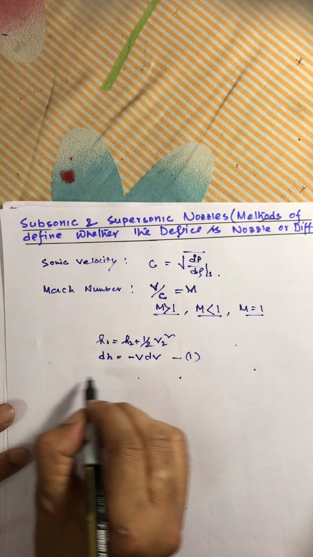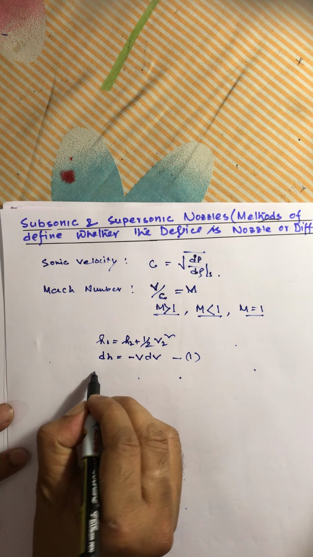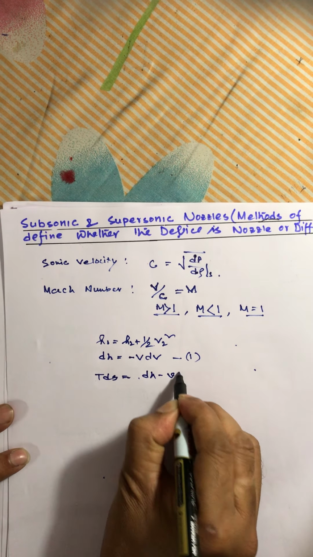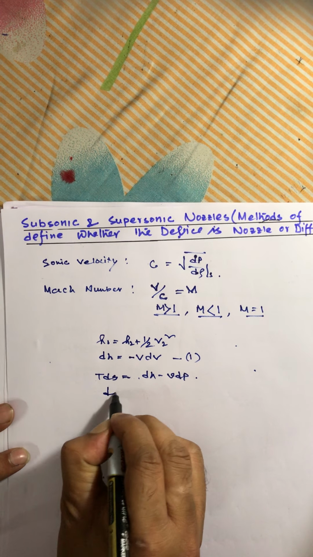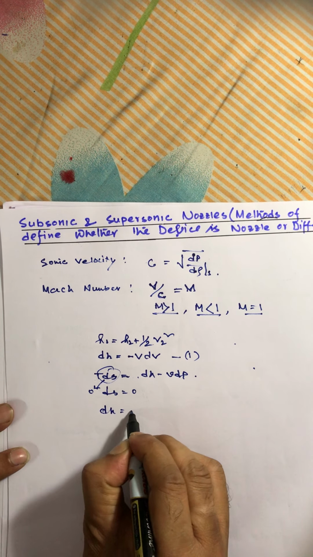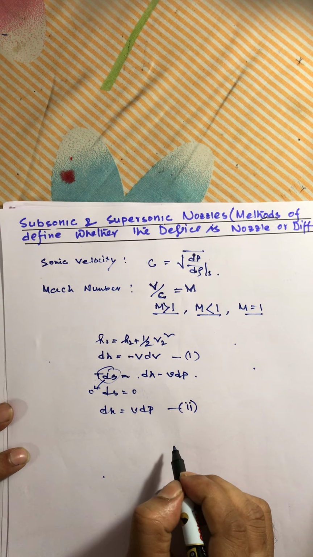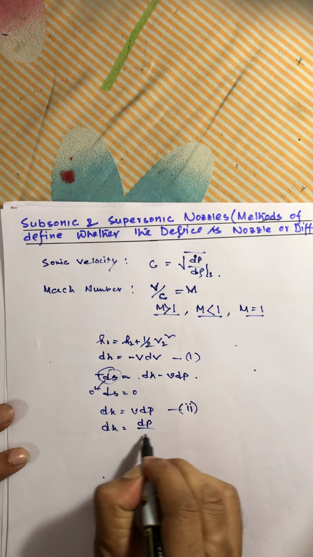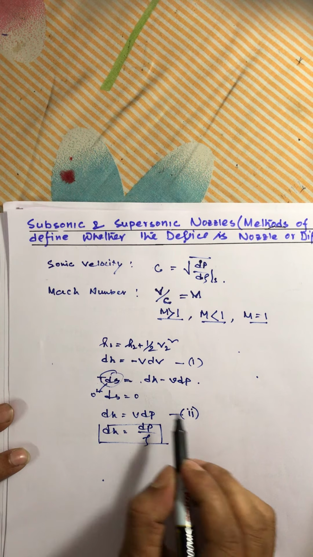And from the property relation, we can write TdS is equal to dH minus V dP. Is that clear? Since this is an adiabatic process, dS is equal to 0, so this becomes 0. So the equation becomes dH is equal to V dP. Suppose this is equation 2, or you can write it as dH is equal to dP by rho. This is also equation 2. Clear?